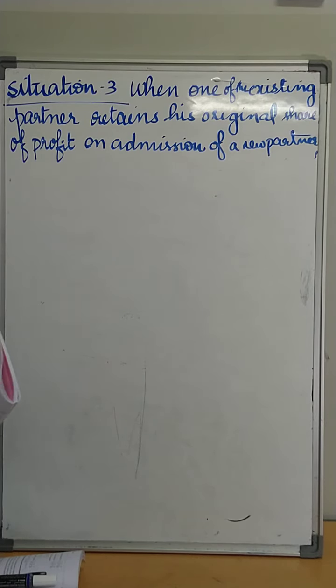Here we should assume the total profit of the firm as 1. From this 1 we should reduce the new partner's share and the retaining partner's share, and the remaining share we can distribute among the existing partners in their old profit sharing ratio. So let's understand this with the help of a question.